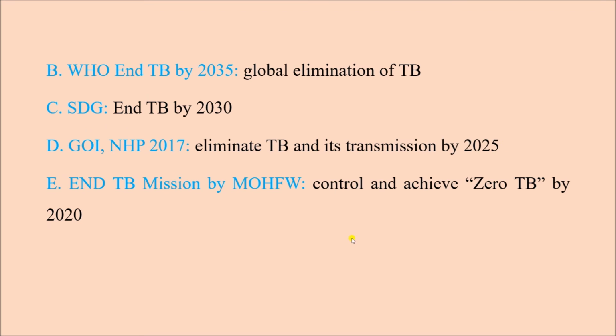There are some other targets by different strategies, goals, etc. Like the WHO End TB Strategy, they are trying to achieve global elimination of tuberculosis by the year 2035. Sustainable Development Goal talks about ending TB by the year 2030. National Health Policy 2017, Government of India, has targeted to eliminate tuberculosis and its transmission by the year 2025. End TB mission by Ministry of Health and Family Welfare is trying to achieve zero tuberculosis by the year 2020. So as you can see, different global and national strategies and plans have different targets, but more or less we are trying to eliminate the disease as early as possible.